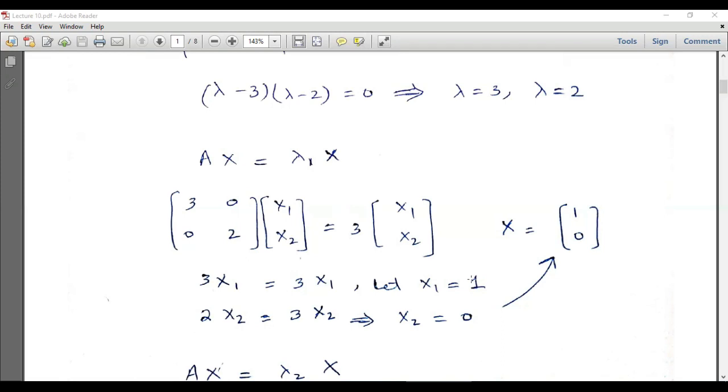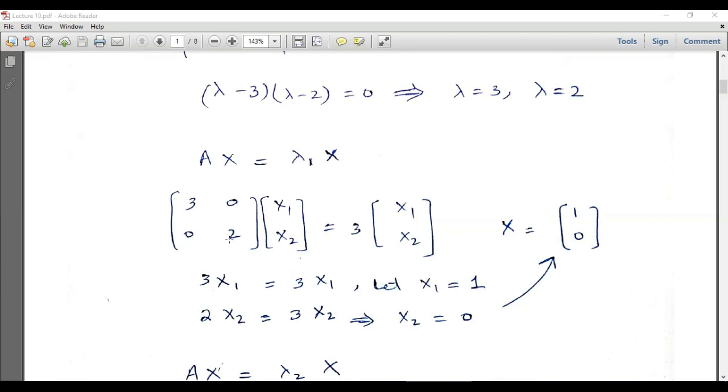It is best to assume the smallest and simplest value whenever we have such an equation. This equation will be satisfied for all values of x. So we can assume x1 equal to 2, we can assume x1 equal to minus 2, and so on. But it is best practice to assume the value of x1 which is the smallest and simplest, and that value is 1. So let's assume that x1 is equal to 1.